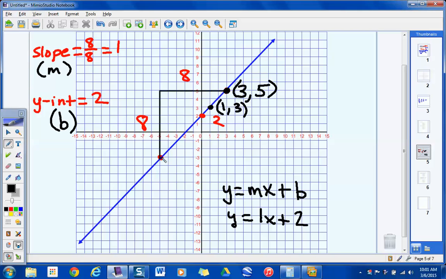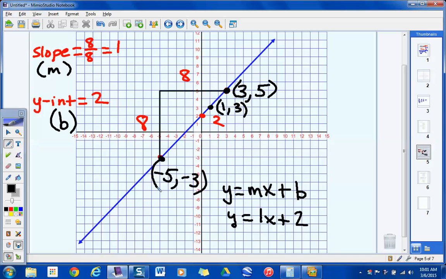How about this point right here? This point was negative 5, left 5, down 3, right? Well, help me out. Guys, what's the y value here? Does negative 3 for the y equal 1 times the negative 5? What's negative 5 plus 2 more? When I put these points in for x, doesn't this x determine what the y value is, based on the equation you write in slope-intercept form?